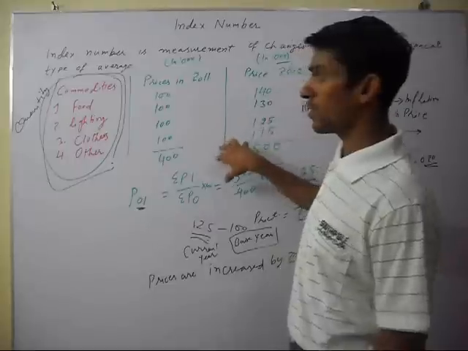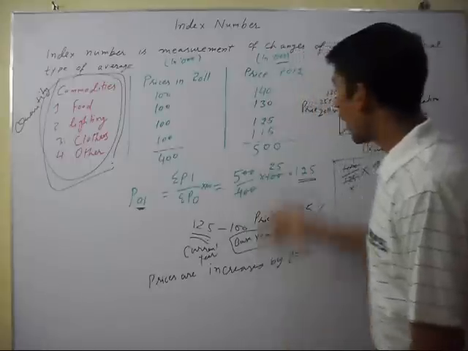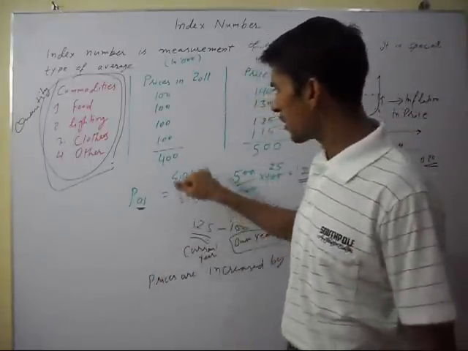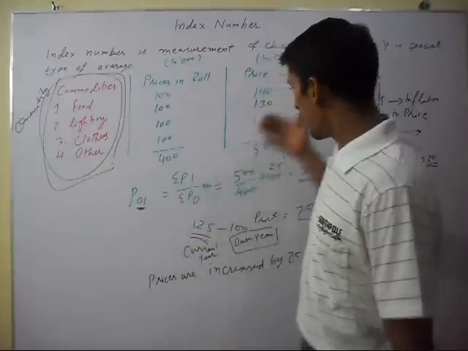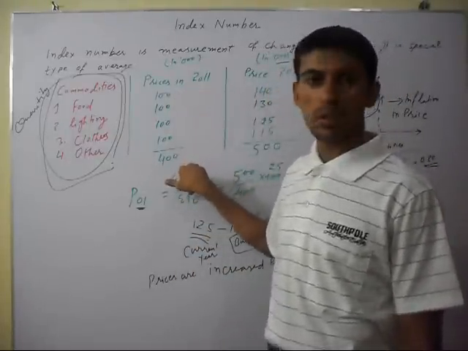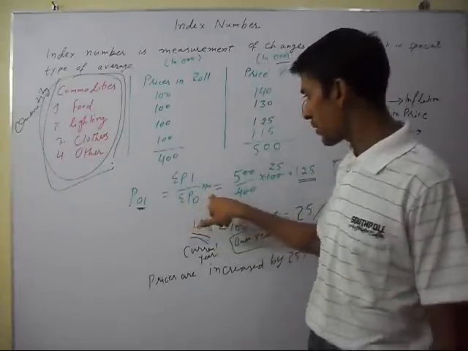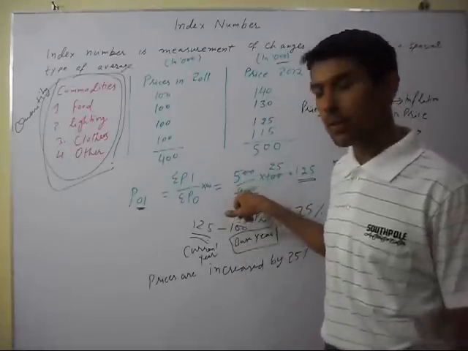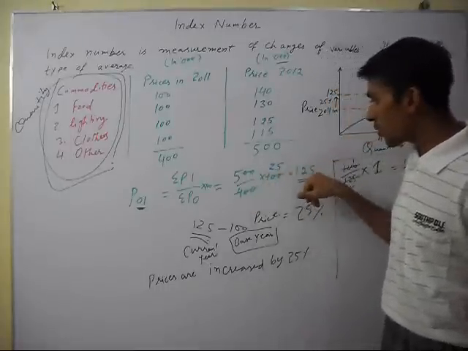So we have to measure. For measuring, we will calculate the index number. I will take the total of this and the total of this. There are lots of formulas of index number. I will just take a simple formula. Simple formula means we take this total P1 and this total P0, into 100. This is 500 and this is 400, multiplied with 100, this is 125.